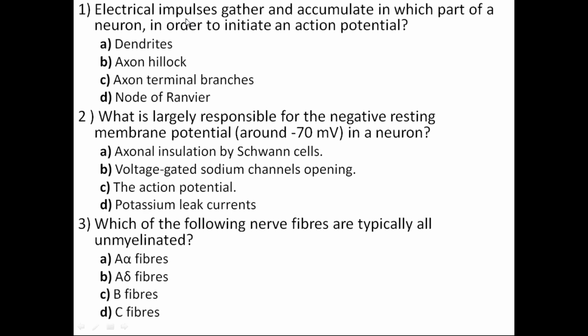Fine. So all the questions are for the ones who are attending the lecture from the first day. The others, if you know the answer, definitely give me. Okay, fast. Electrical impulses gather and accumulate in which part of the neuron? In which part of the neuron will the action potential accumulate and then move forward? Dendrites, axon hillock, axon terminal branches, nodes of Ranvier.